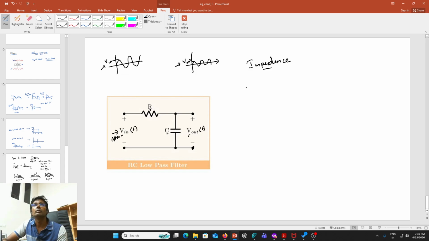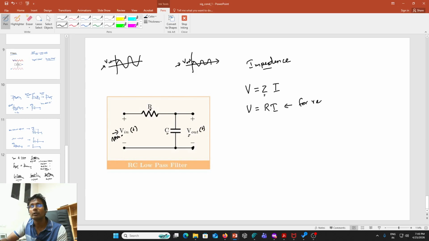Say capital V is the amplitude of the voltage, and capital I is the amplitude of the current. Then the amplitude of the voltage is the impedance times the amplitude of the current. That's what the impedance is. It looks like Ohm's law, but from Ohm's law for a resistor, the impedance is just R.